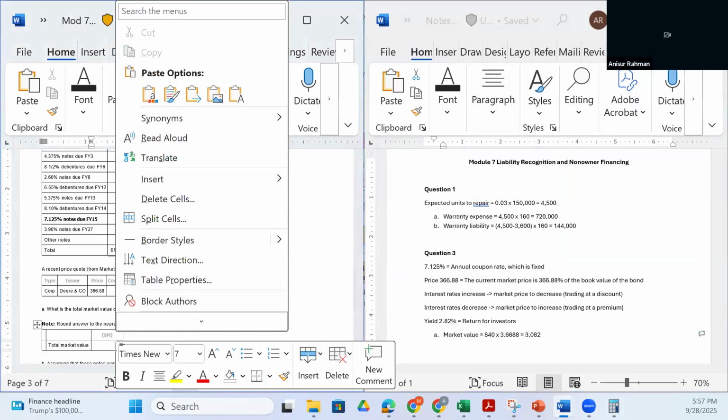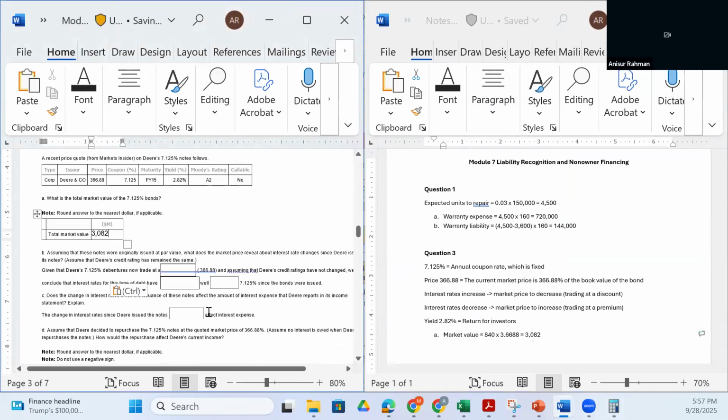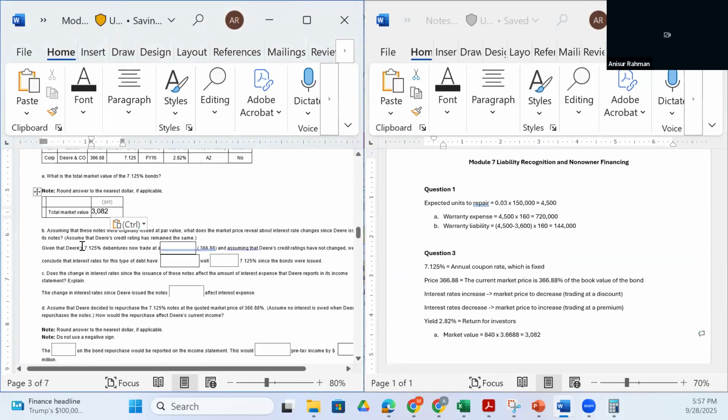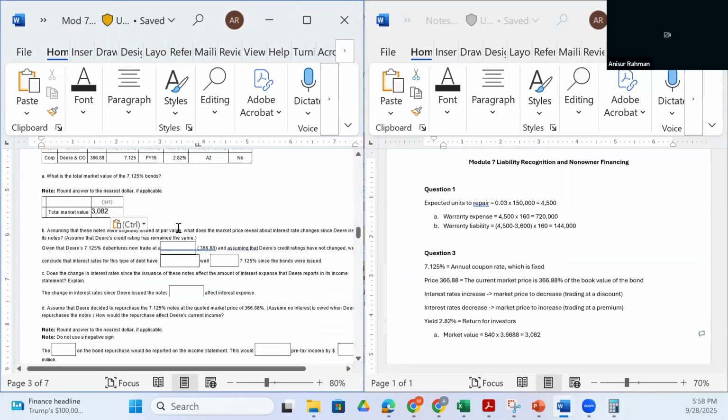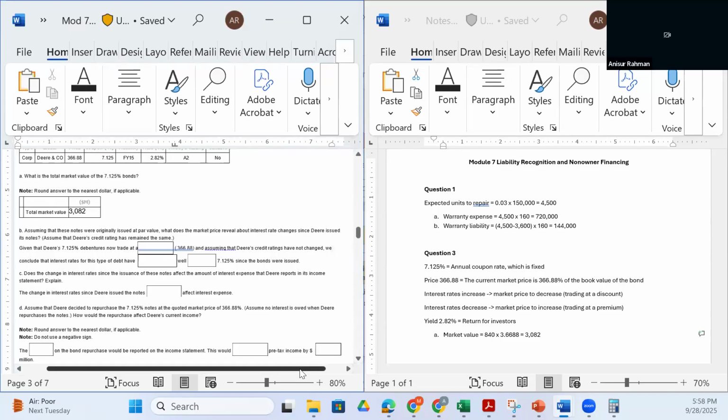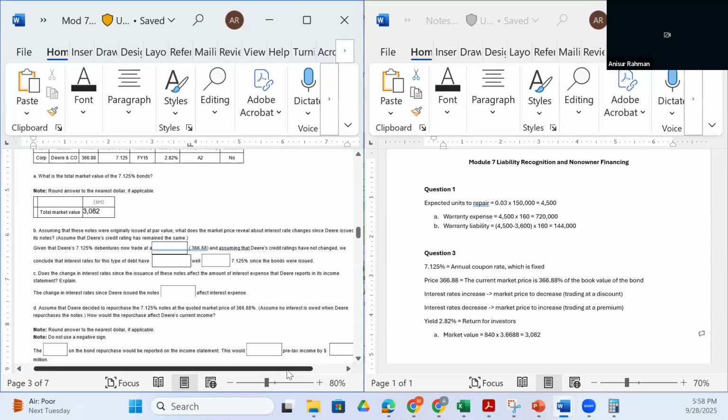And then it is asking, assuming that these notes were originally issued at par value, so market interest rate and coupon rate were the same. That is what it means when a bond is traded at par value. What does the market price reveal about interest rate changes since Deere issued the notes? Assume that Deere's credit rating has remained the same.